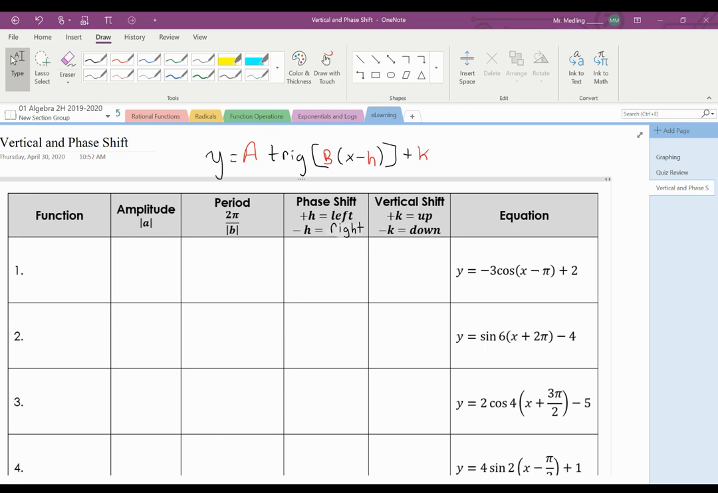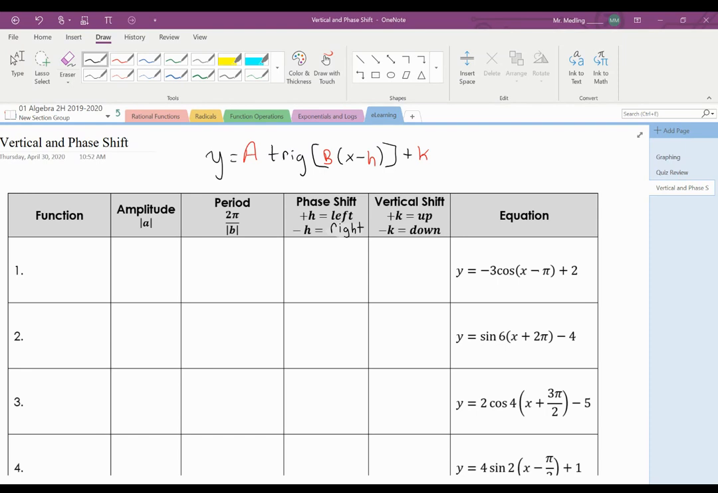All right, today we're going to look at vertical and phase shifts for our sine and cosine functions. So quick reminder, we can have y equals a times some trig function, it could be sine, cosine, and all the rest of them, of b times x minus h plus k. A helps us with our amplitude, vertical stretch for all of our other functions. B helps us with our period. H is our shift left and right, and K is our shift up and down.